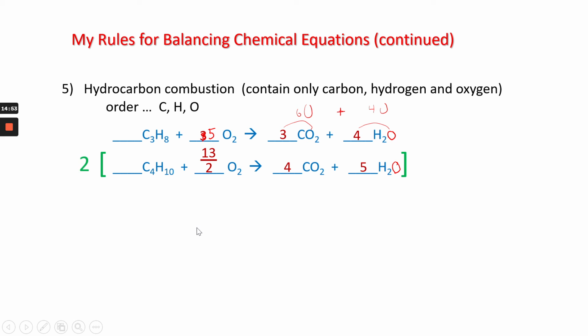And when you do that, now let's distribute that, we will end up with 2C4H10 plus 13O2 goes to 8CO2 plus 10 water. And that is a balanced chemical equation. You cannot reduce the numbers 2, 13, 8, and 10. Now, if you were trying the guess and check method on that, it would take you a very, very, very long time to get that answer.